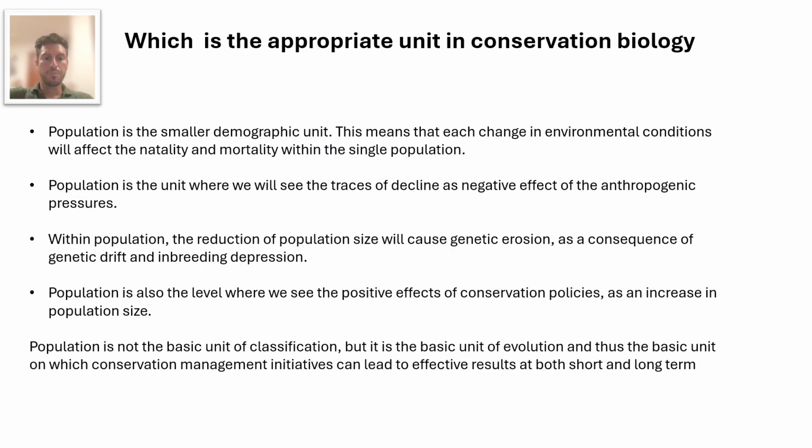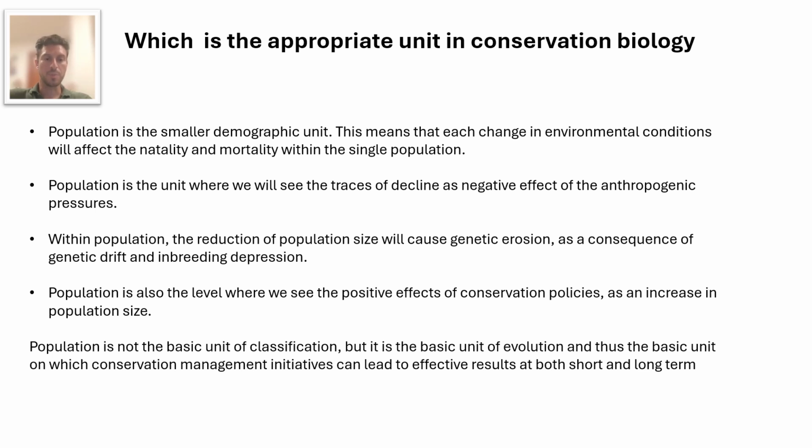So, population is the smallest demographic unit. This means that each change in environmental conditions will affect the natality and the mortality within the single population. Population is the unit where we can see the trace of decline as the negative effect of the anthropogenic pressures. Still, within a population, the reduction of population size will cause genetic erosion as the consequence of genetic drift and inbreeding depression.